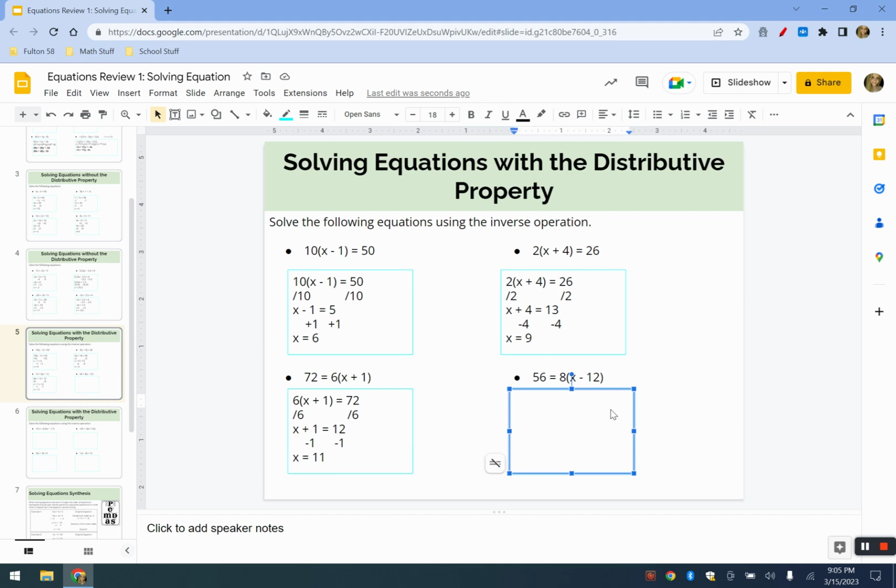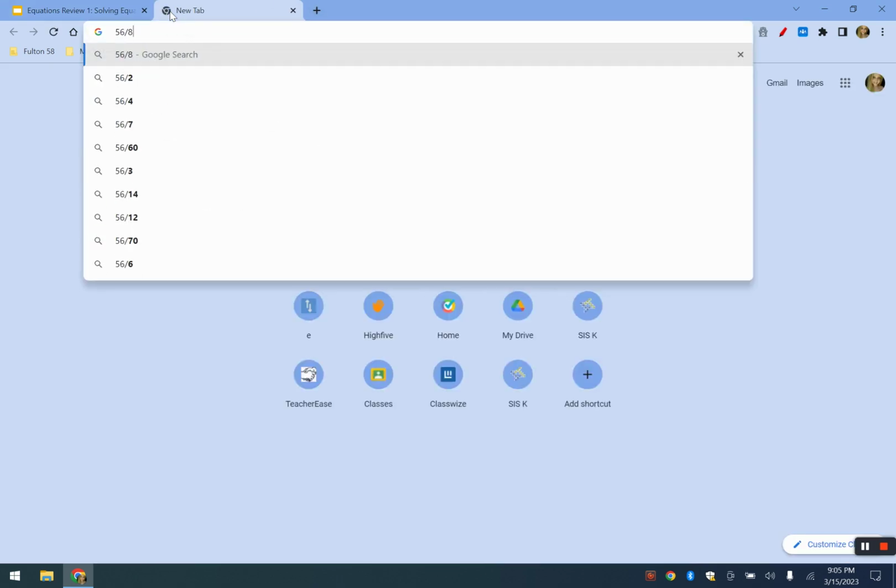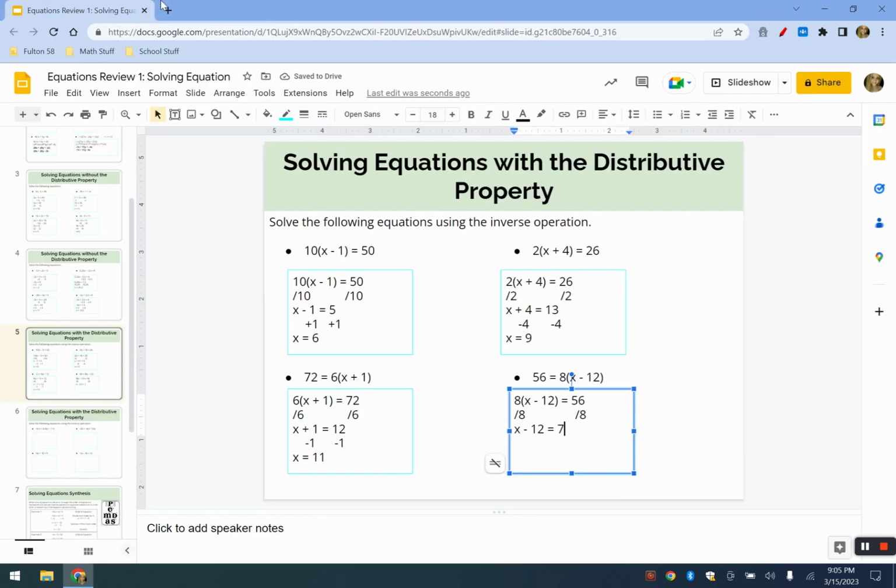Last equation on this slide. 8 times x minus 12 equals 56. Start by dividing both sides by 8. I'm left with x minus 12 on the left, and 56 divided by 8 is 7. Why am I second guessing myself on this? I know it's 7. Okay. Last step, add 12 to both sides to get rid of minusing 12. And we get x equals 19.